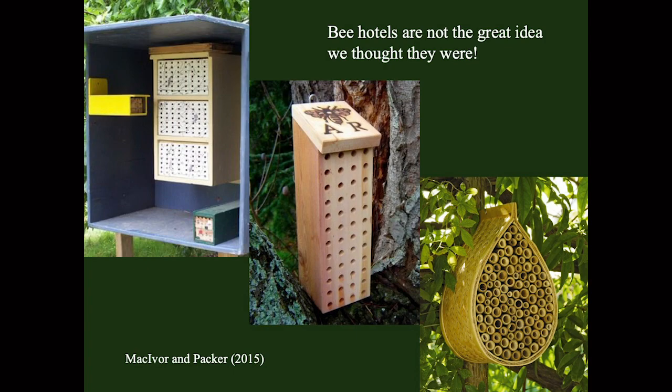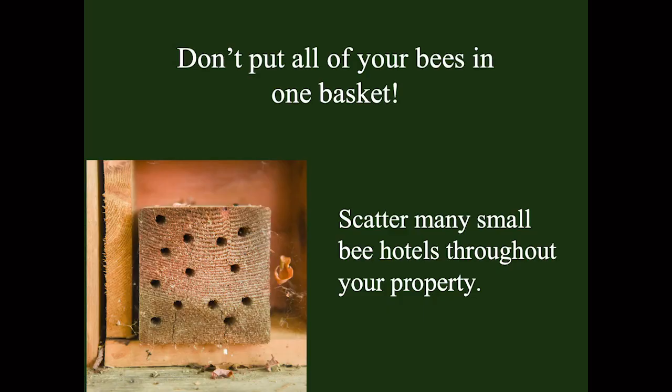fun to watch. The problem is we're putting all the bees in one place on our property, and research has now shown that makes it really convenient for bee predators and bee diseases and bee parasites. All the bees are in one place, and when they find them, they clobber them. So it is much better if we make much smaller bee hotels and scatter them around our property so that all of our bees are not in one basket. That's the way it would be in nature.